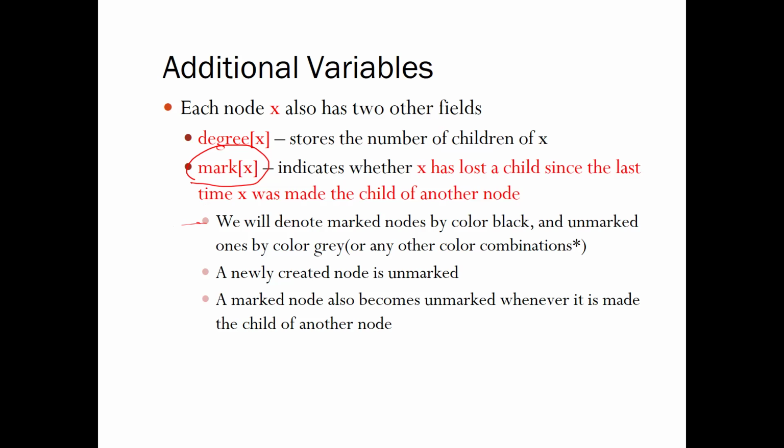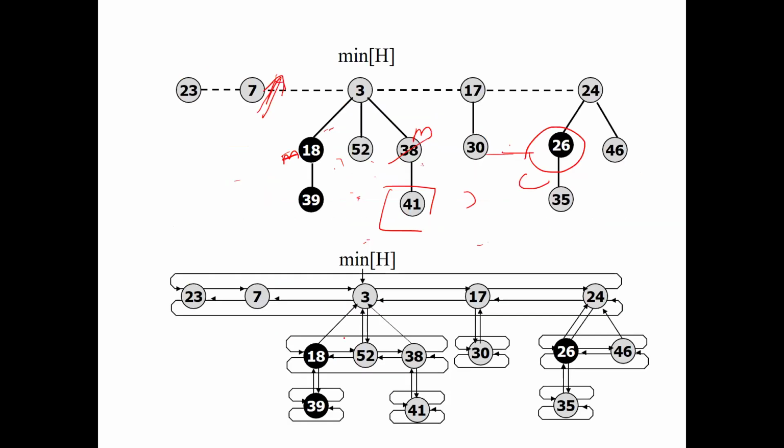The newly created node, when you add a new node to the list, is always in gray color. That is the unmarked situation, because the first time a node comes to a tree, it is always unmarked. Now, how do you remove this mark? That is also something you have to know. Once a node is marked, it will become unmarked whenever it is made the child of another node. So 38 was already marked. Now you're going to remove it from here and bring it to the root list.